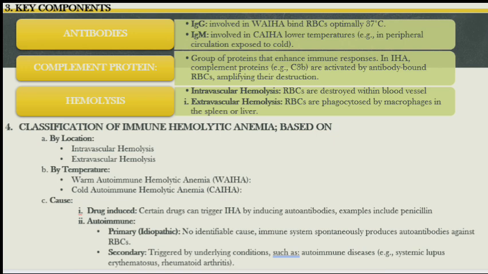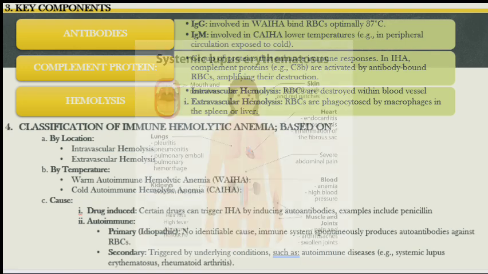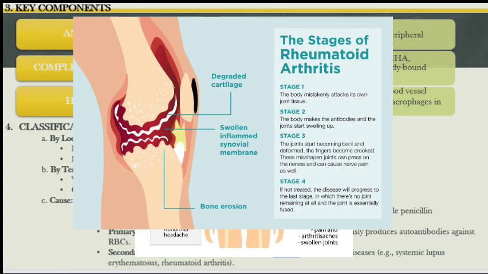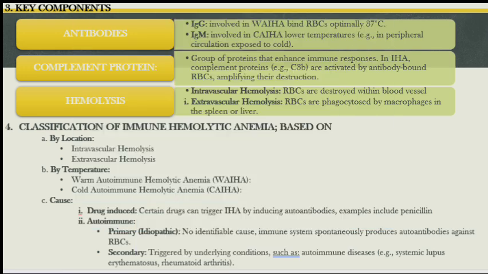two bases. First up is the primary idiopathic, where there is no identifiable cause and the immune system spontaneously produces autoantibodies against our own red blood cells. Lastly is secondary, whereby it is triggered by underlying conditions such as systemic lupus erythematosus or rheumatoid arthritis, which lead to this autoimmune disorder.